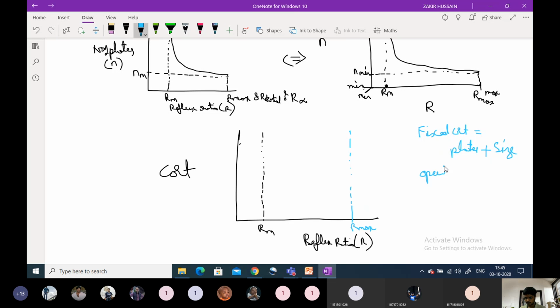Then operating cost. Operating cost is nothing but heat duty, heat duty to both the reboiler and the condenser. Then total cost is nothing but the operating cost plus fixed cost. At minimum reflux ratio, what about the total fixed cost? At minimum reflux ratio, what are the plates required? Maximum number of plates are required at the minimum reflux ratio.